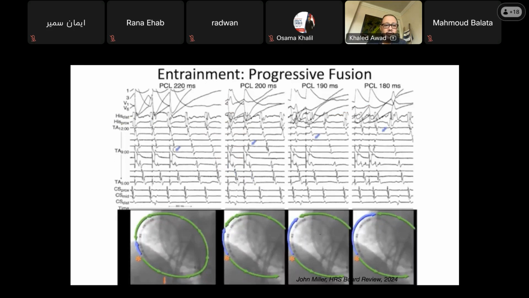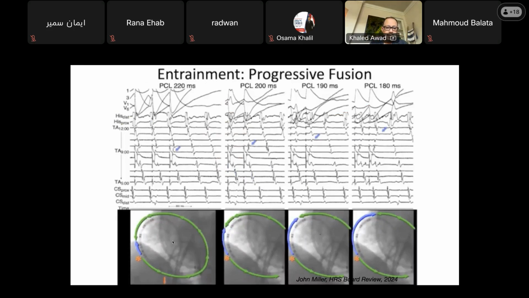Progressive fusion, just to show a quick example of that. We're dealing with typical flutter, and we're just going to do this on typical flutter for the ease of understanding it. We're pacing from the lateral tricuspid annulus. Tachycardia is going. We pace at a cycle length of 220, 200, 190, and 180.